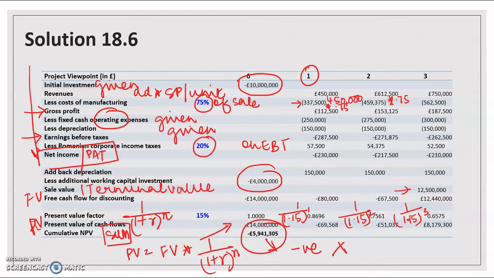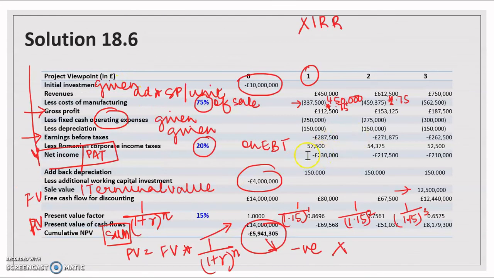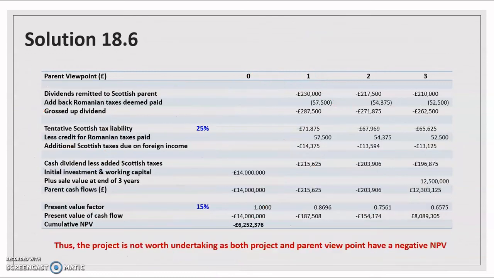So have a go at the project viewpoint. I'm sure you'll be able to calculate it up to this point. We need not calculate the IRR because we already know that the NPV is of a negative value. Now moving on, for the parent viewpoint, I'm going to start with the income statement. They've mentioned that 100% of the net income, which is this line item, is going to be sent back. So that's what I will begin with.